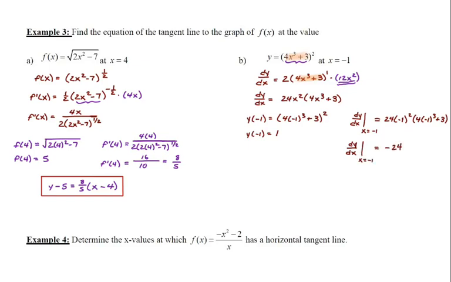So I have my slope and my point. My equation of my tangent line should be y minus 1 equals -24 times the quantity x plus 1. And I would leave it like that. So still answering similar questions, equation of tangent line, just doing it with more complicated functions that require the chain rule to take the derivative.